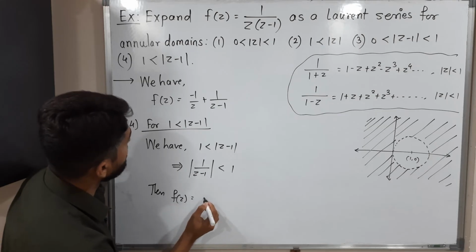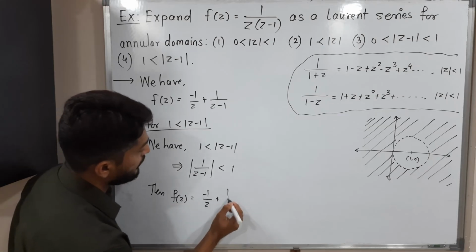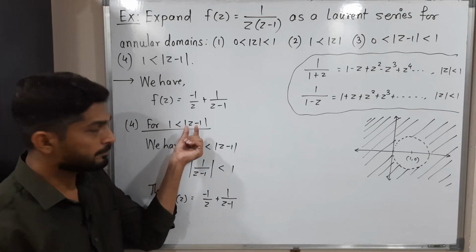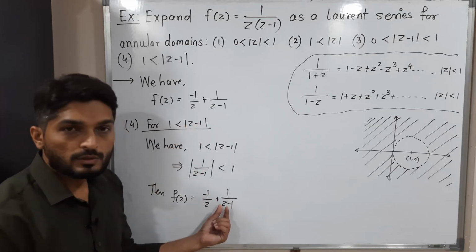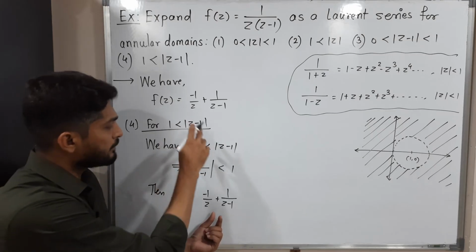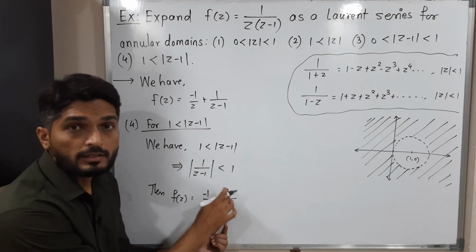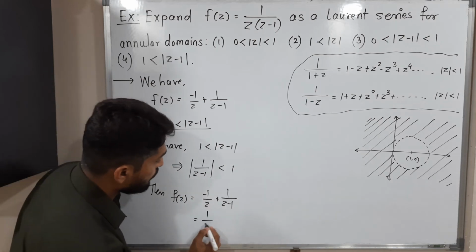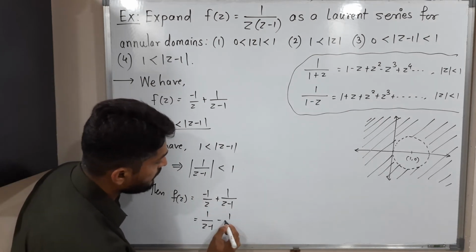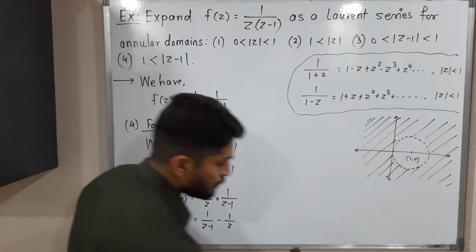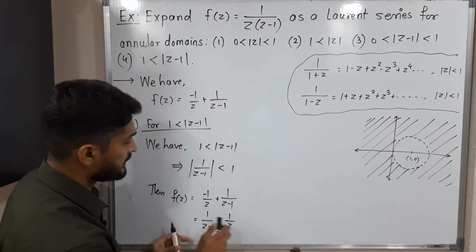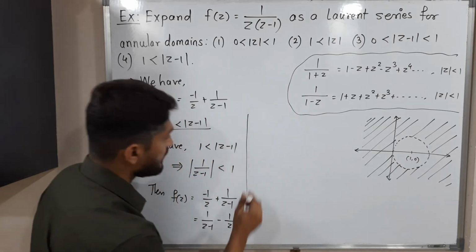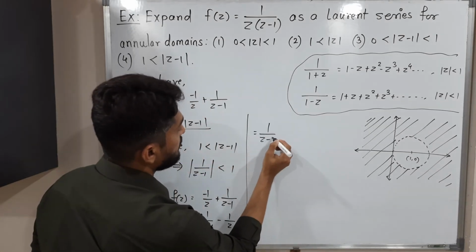What is my f of z? Let me write minus 1 by z plus 1 upon z minus 1. As I told you earlier, whatever term is inside mod z minus 1, I have the same term here inside mod. So I will not disturb this term; I will keep it as it is. So it is 1 upon z minus 1. I need to work on this 1 by z. I have written this first and this later. Let us continue. So this is equal to 1 upon z minus 1.